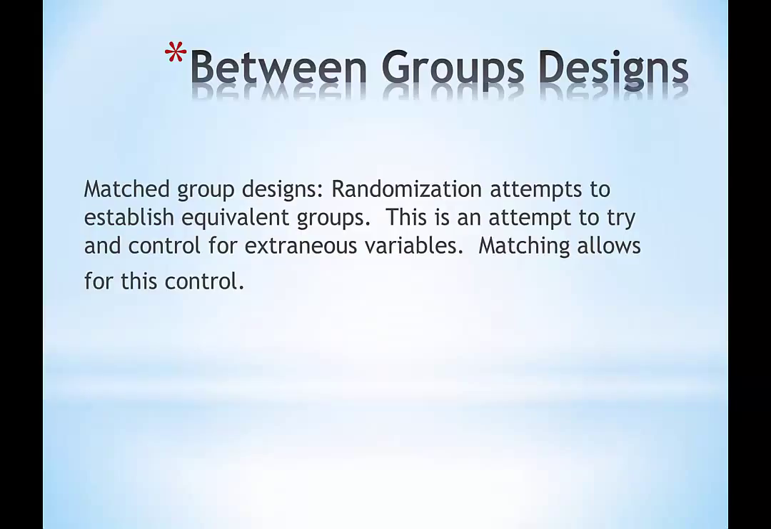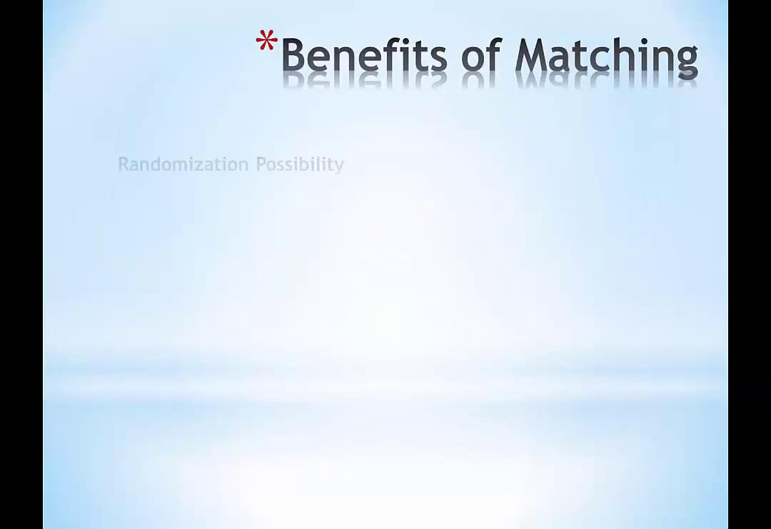So randomization is good. It's not perfect. It tries to control for extraneous variables. It does a good job, but not always great, depending on the scenario. So here's where I want to introduce this notion of matching. And in our shorthand, we're going to depict that by the capital letter M. So matching allows for this control.